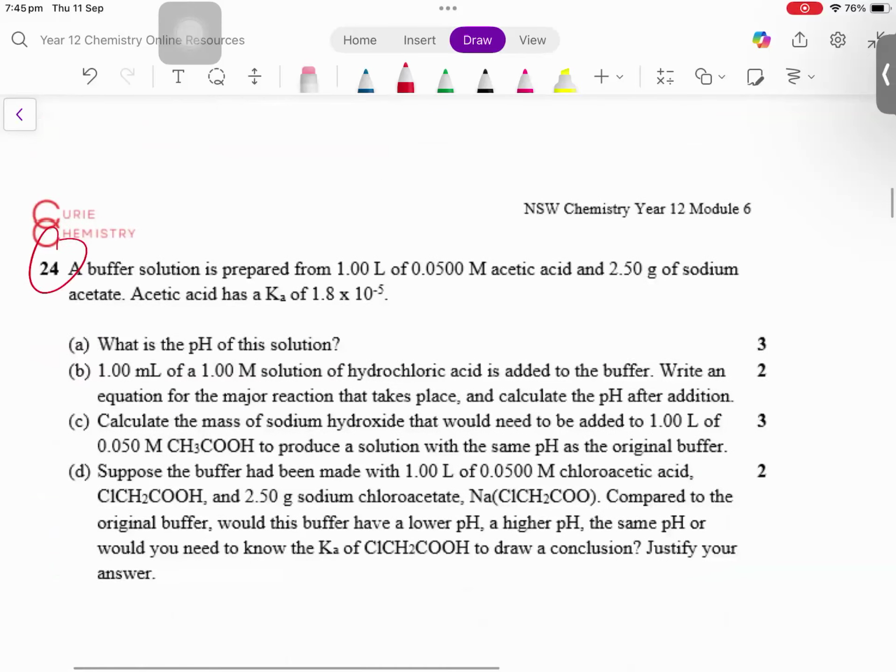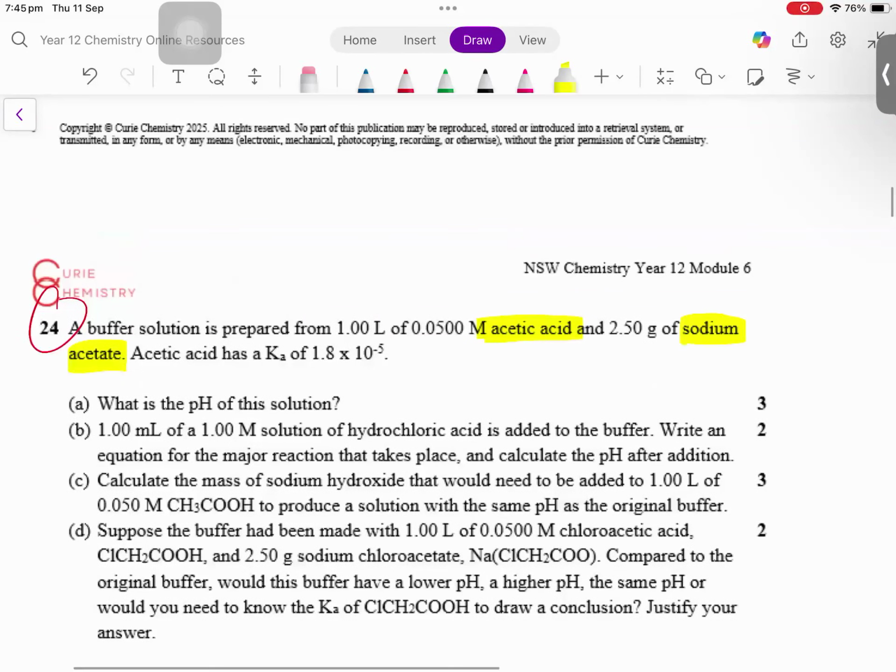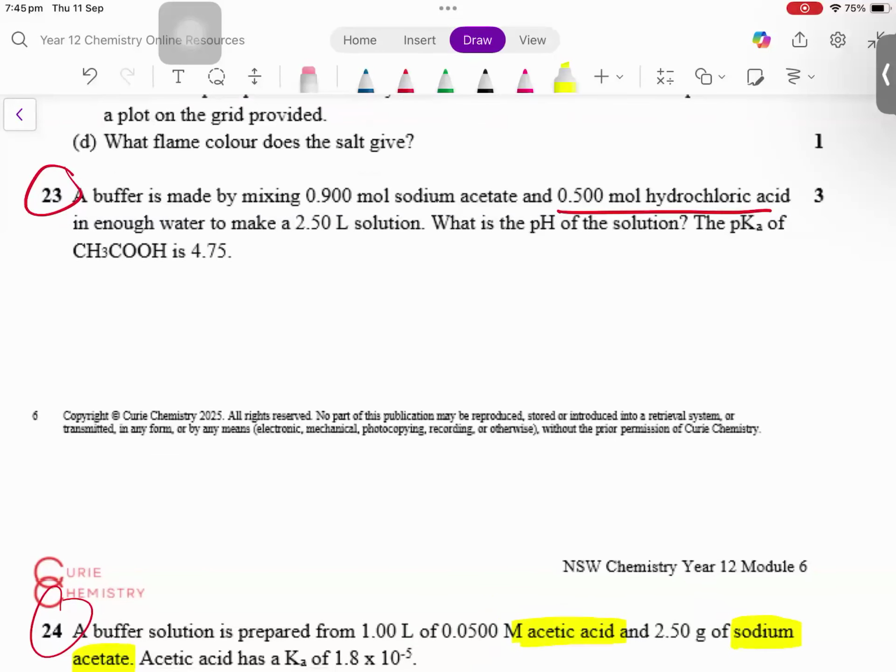We'll do question 24 after, but I want to show you very quickly the difference. In question 24, they mix acetic acid with sodium acetate. Acetic acid is the acid, sodium acetate is the conjugate base. The two components of the buffer are already given to you, so you can go straight into the buffer chemical equation. The difference between 23 and 24 is that with 23, they give you sodium acetate, which is the conjugate base, and then they give you the hydrochloric acid. There's going to be a neutralization reaction that happens first. You need to get the acetic acid, which is the other component of the buffer. Otherwise, you don't have what you need.